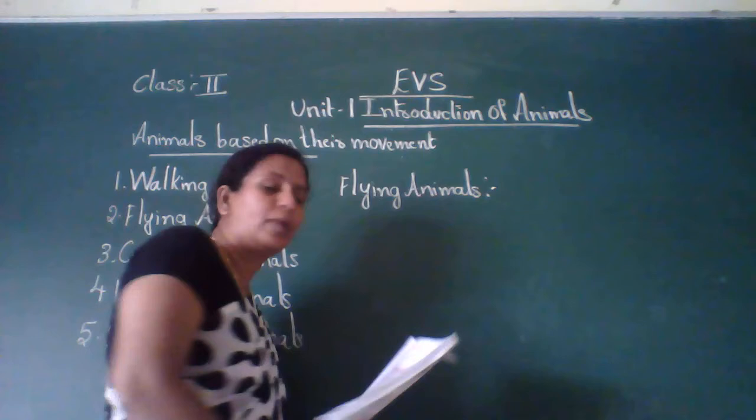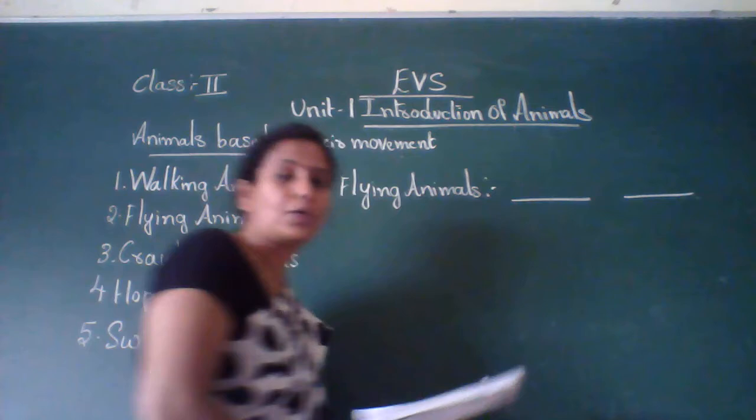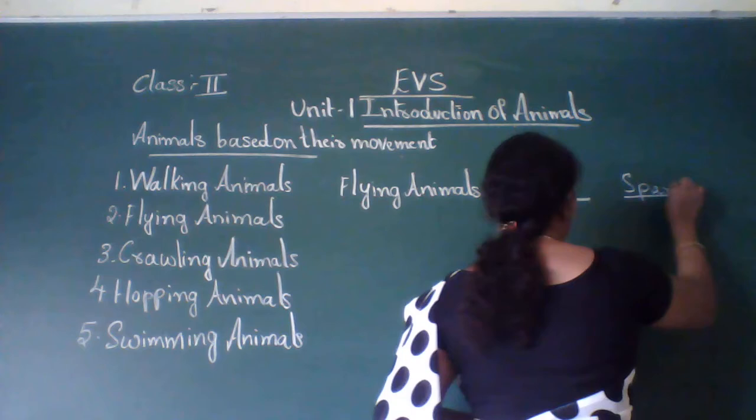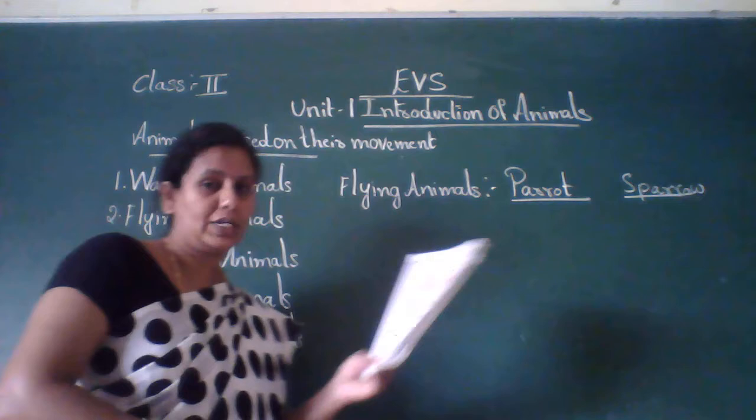So two flying animals names you have to write. Any two. Which two will you write? So I will write parrot and sparrow. Okay, you can write whichever animal name you want. Bird you can write. Parrot, sparrow. I will write. Any two birds names, not only this one. Instead of this, if you know any other birds names, you can write them. Okay, it will vary, the birds names.